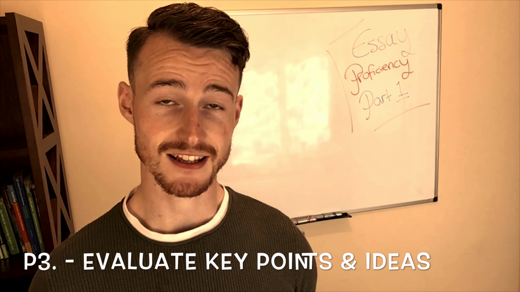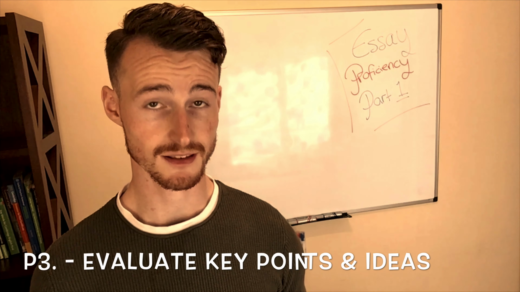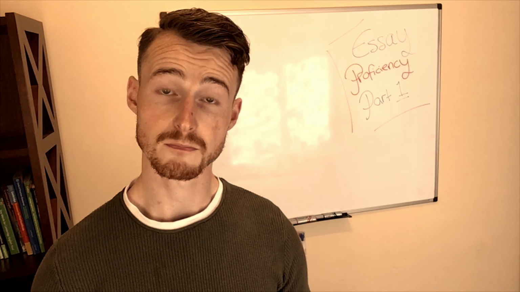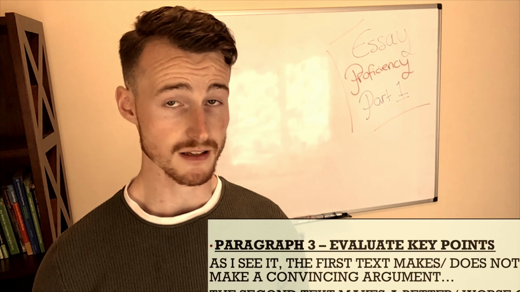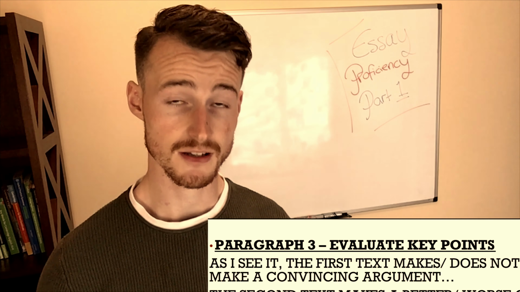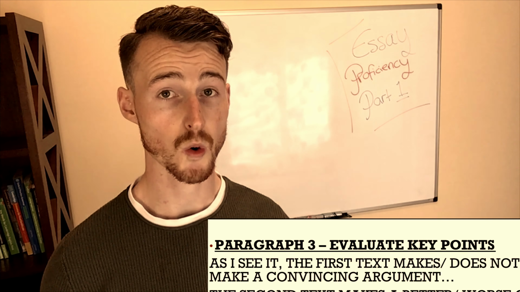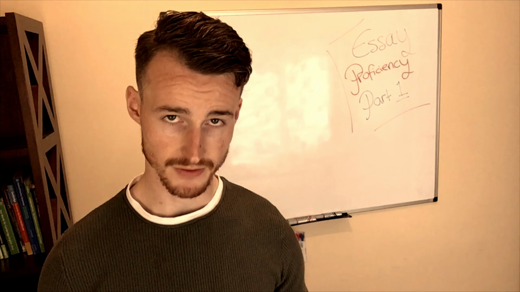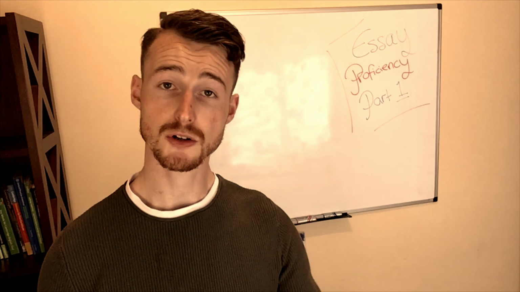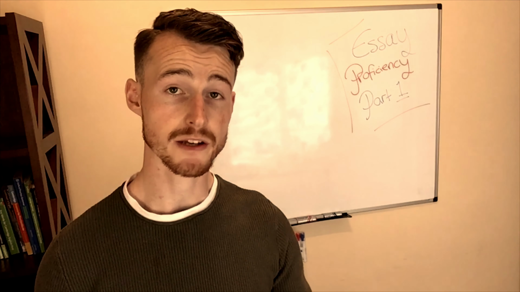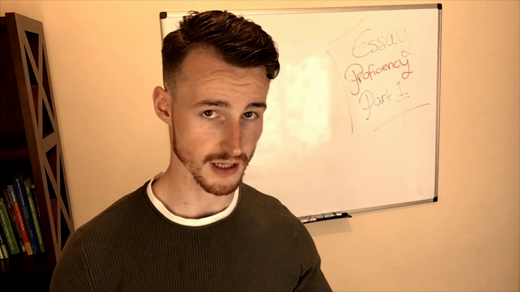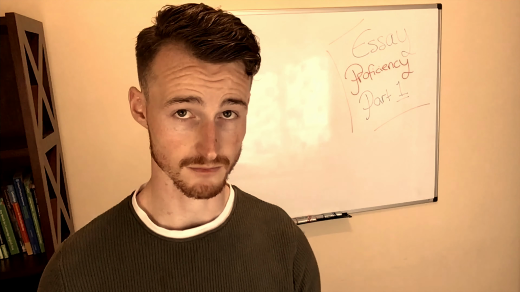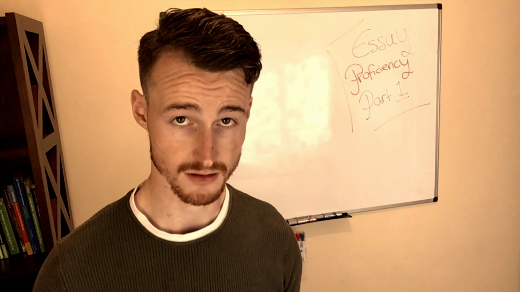Paragraph 3. This is where we evaluate the key points and ideas. Here we could start by saying something like, as I see it, the first text makes or does not make a convincing argument. And you develop on the idea, and then you could write something like, we should, etc., or we should not. So this is where you add your own idea. And then the same goes for the second text.